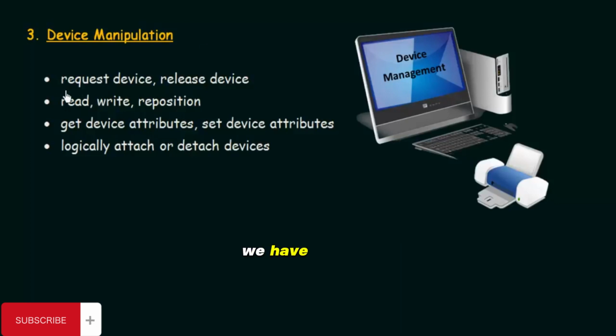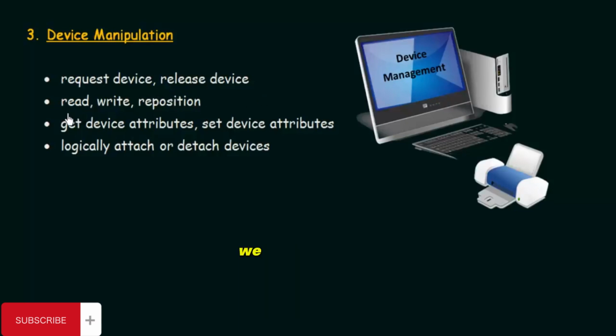So for example, we have request device and release device. A process may need access to a certain device. At that time, it will need to request device. Request device is a system call. And after that particular process finishes using the device, that device has to be released. That is what we mean by release device.